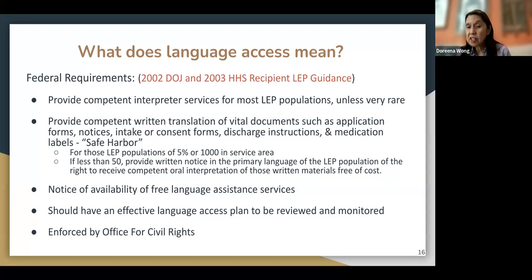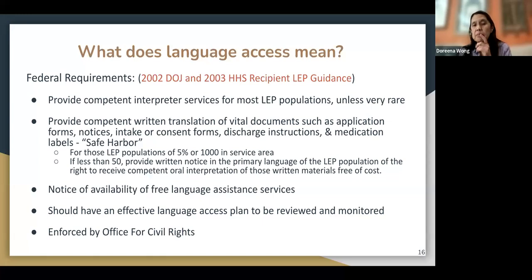Now, what are vital documents? They are documents that have important information that maybe affects somebody's legal rights and obligations, such as application forms, notices, intake or consent forms, discharge instructions, medication labels. And so it describes examples of what vital documents are.